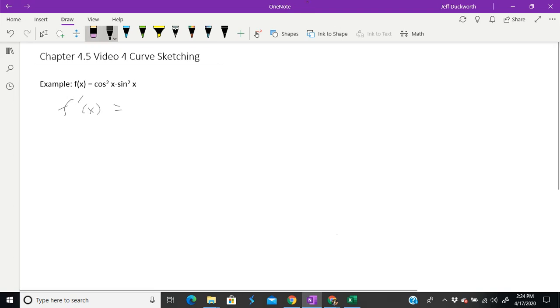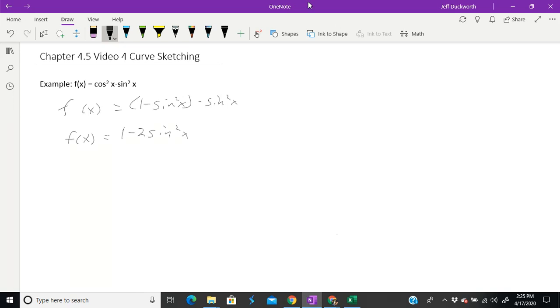You know what? I'm not going to do that. I'm going to use the trig identity first. That'll make things a little easier, a little less computation. So cosine squared of x equals 1 minus sine squared of x. So our function is equal to 1 minus 2 sine squared of x. And hopefully that'll save some time.